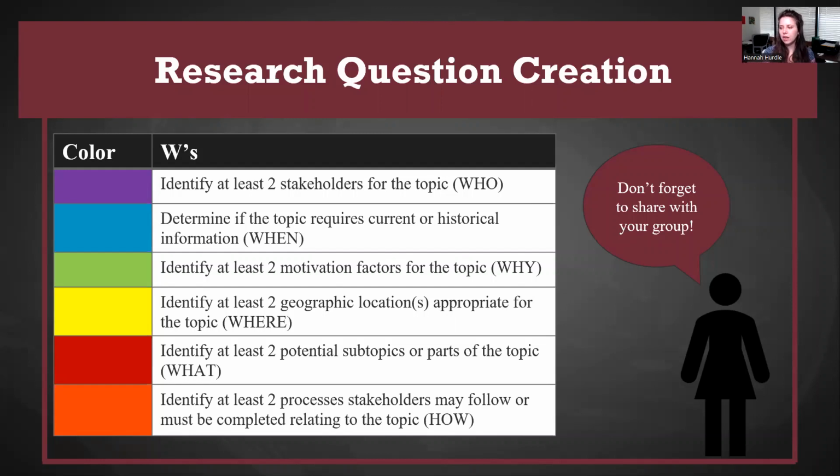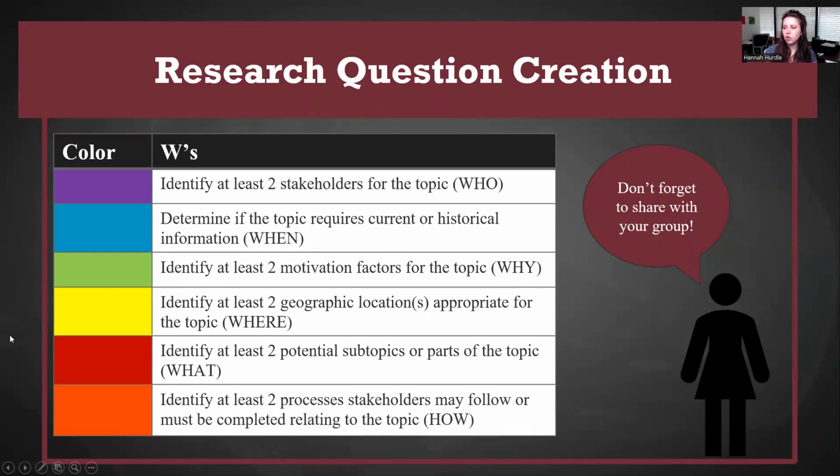So for who, they'd identify at least 2 stakeholders for the topic. So an example I'll have in a little bit is about mental health and social media. So for mental health, they'd have to identify at least 2 stakeholders. So who are they targeting? Are they going to talk about college students, teenagers, children? So they're thinking about who they want their research question to be about.